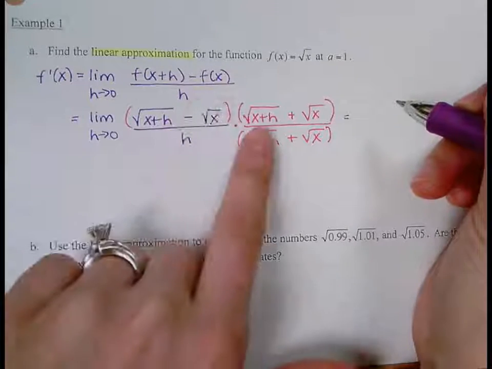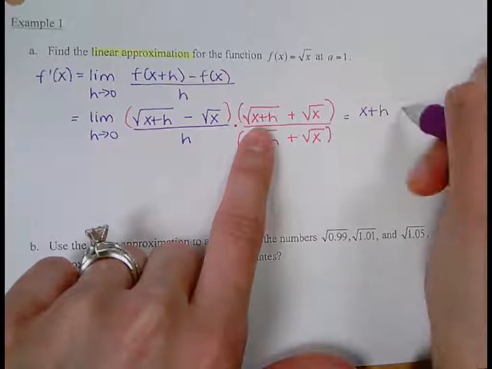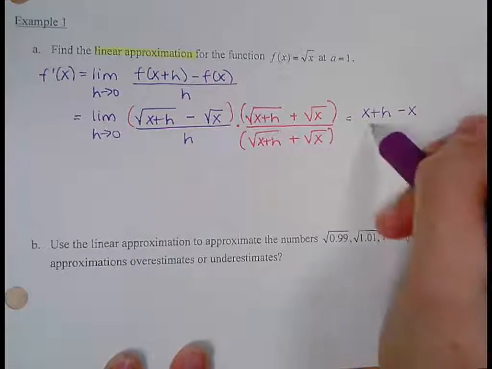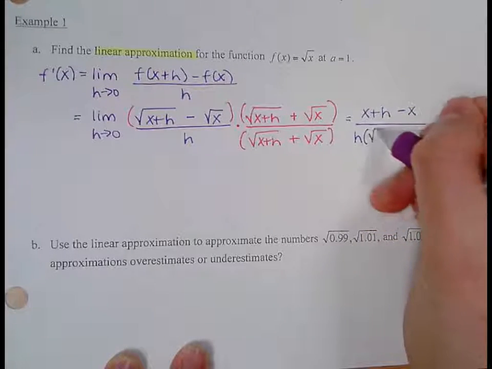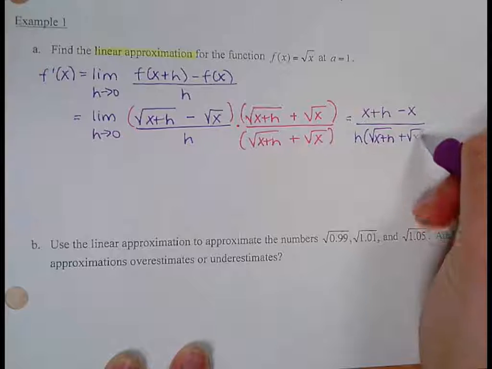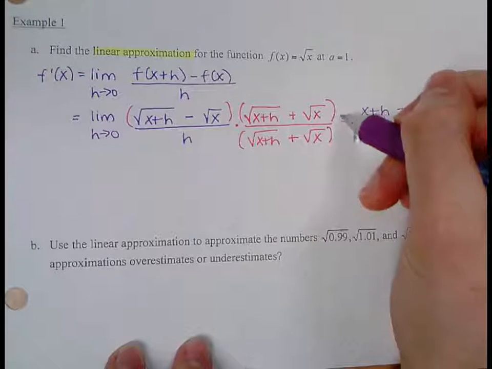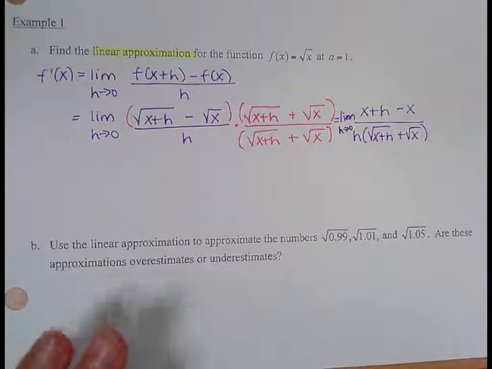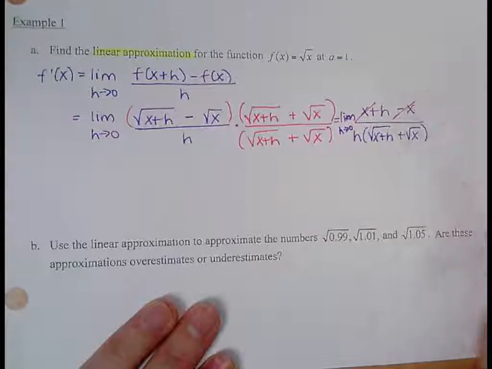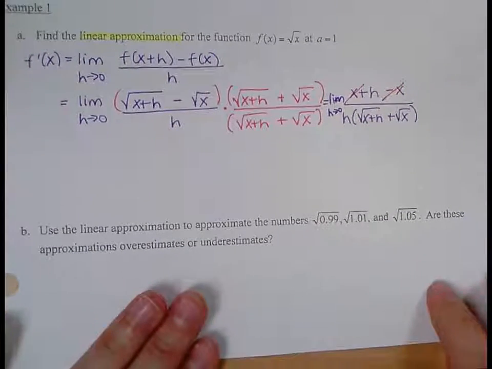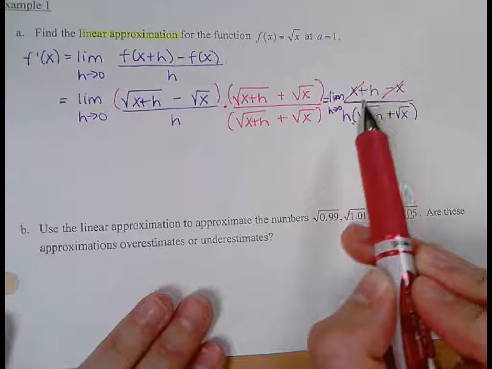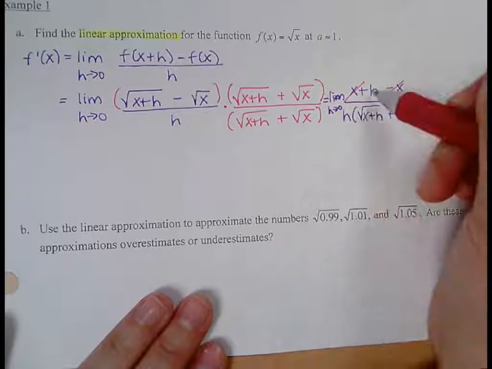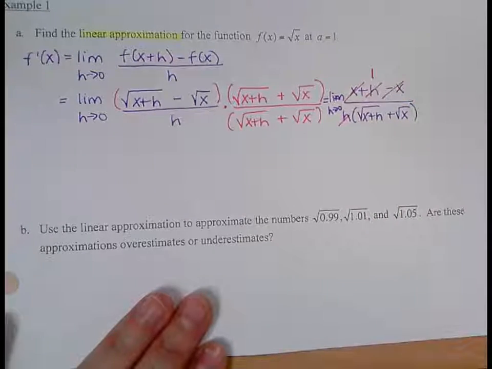So square root of x plus h times itself would just be x plus h. And then we'd have a negative square root of x and a positive square root of x, and that would be minus x. And then the denominator, I'm going to leave the h factored out. Oh, I forgot to rewrite my limit as h approaches 0 in front of that. Okay, and then on the top, your x's cancel. And then you can see all you're going to have left on the top is h, and that's going to cancel with the h on the bottom. So your numerator is now just going to be 1.